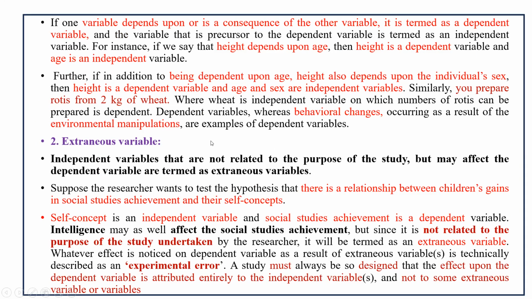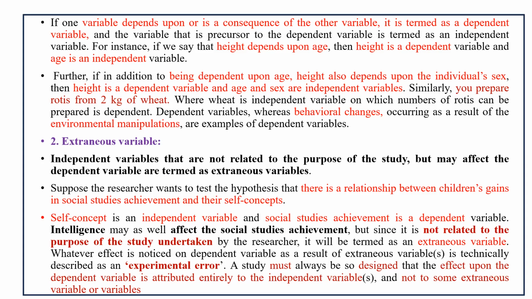And then we are going to proceed to the next, that is the extraneous variable. Now, what is an extraneous variable? It is an independent variable that is not related to the purpose of the study. So it is nowhere related or included in the purpose of the study, but it may affect the dependent variable. Such variables are termed as extraneous variables. They are not directly related to or included in the study, but still they affect the dependent variable.